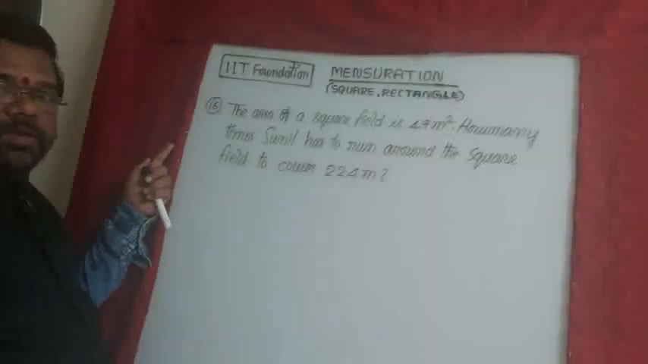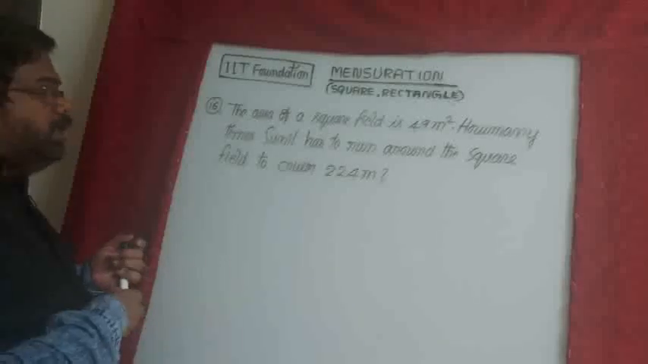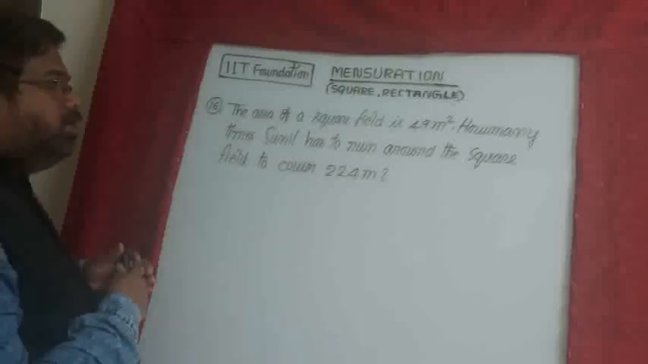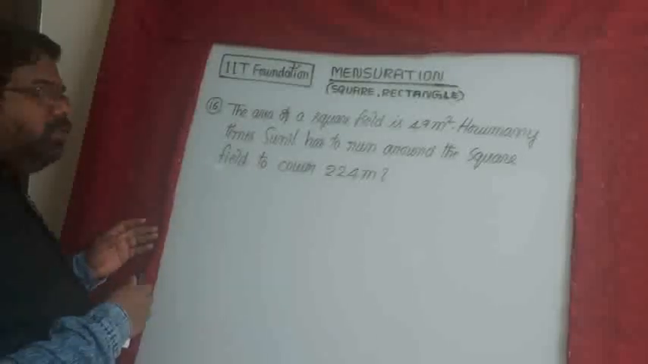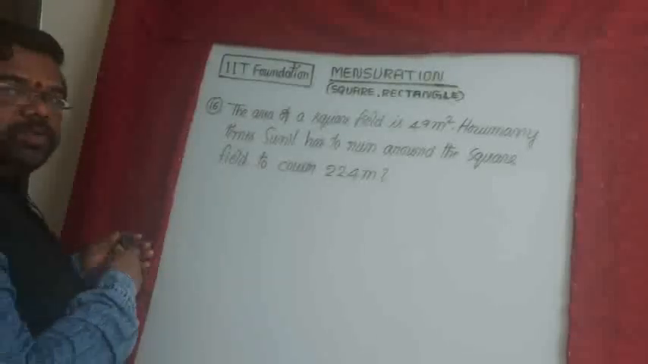So question number 16. The area of a square field is 49 square meters. How many times does Sunil have to run around the square field to cover 224 meters? So this is the question here.